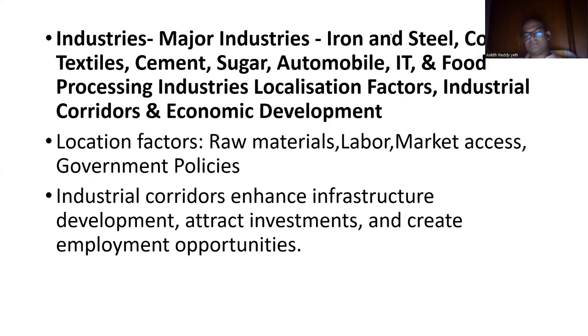Then industries. In the industries topic, you have to cover major industries of India, that is iron and steel, textile, cement, sugar, automobile, IT, and food processing industries. So these are major industries in India. Iron and steel, textile, cement are traditional ones, and in the past 2-3 decades, we are running good in IT as well. Because of that, we have socio-economic impacts in the country, in society also. So these areas can also be potential areas for framing a question.